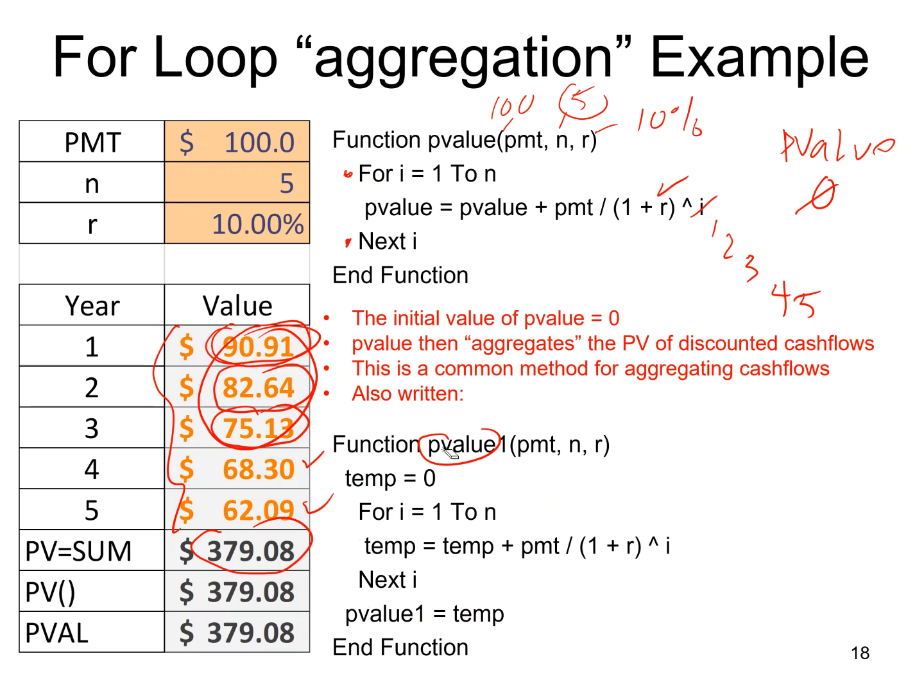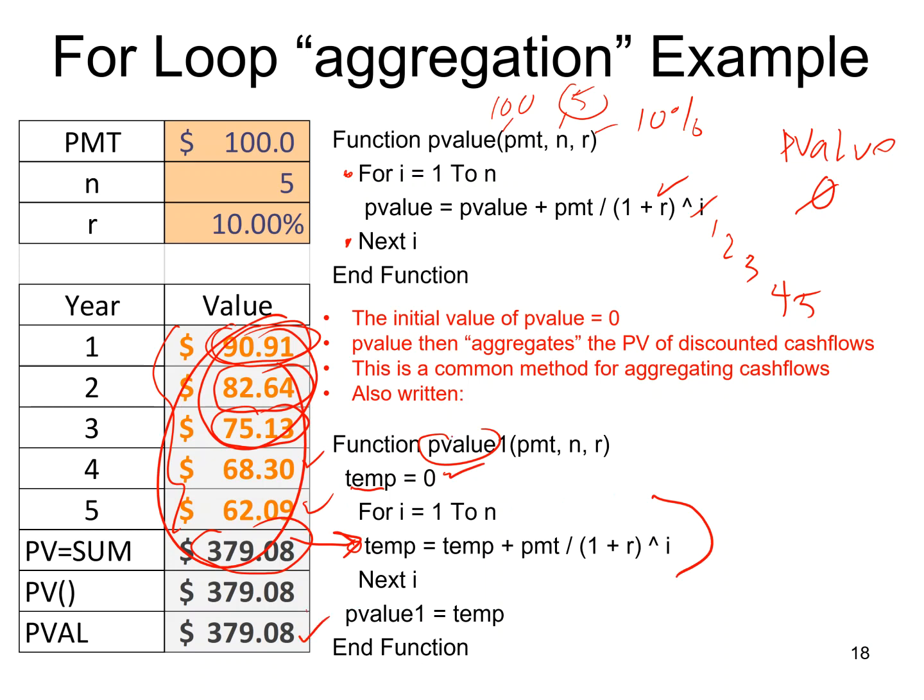So what it's doing, it's setting a temporary variable called temp. Temp is not a special name in Excel, it's just some variable name that you made up. And you're going to put 0 inside this variable temp. And then you're going to aggregate these cash flows inside the variable temp. So at the end of the 5 loops, temp is going to have 379 in it.